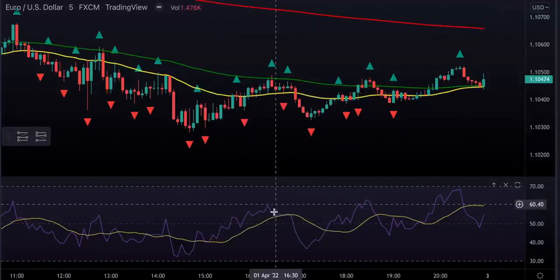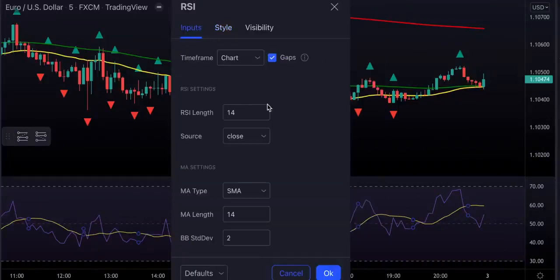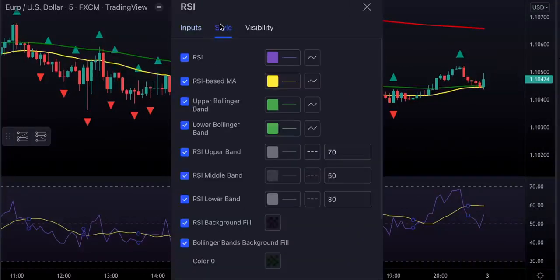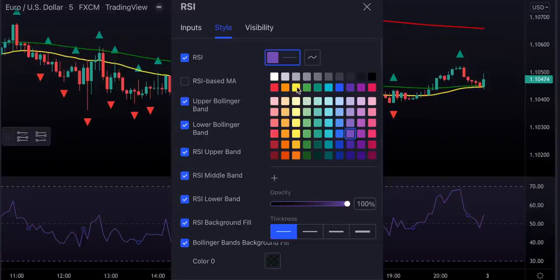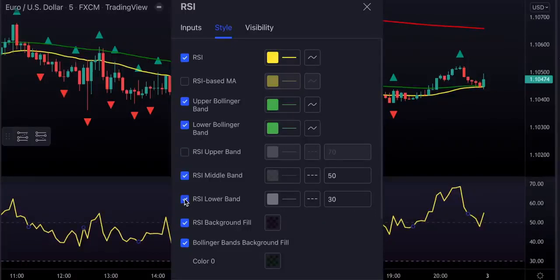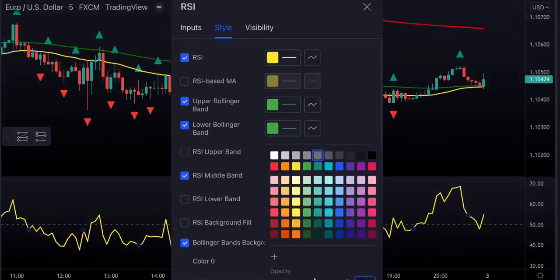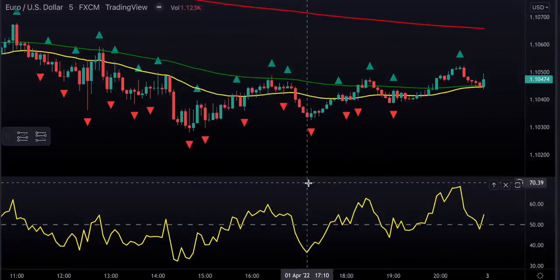Let's move on to our RSI indicator. So we're not going to change the inputs. We're just going to leave it at 14. But we're going to change the style. So first of all, we're going to get rid of this RSI based MA. We're going to make this RSI line more visible. And we're going to get rid of this RSI upper band and lower band. And the background as well. We can also make this RSI middle band more visible. Okay, the RSI indicator is set up as well.